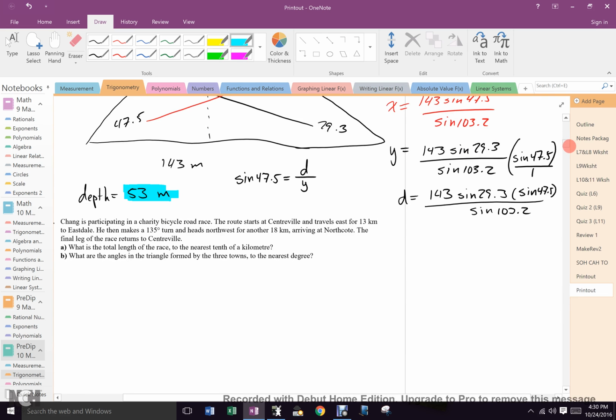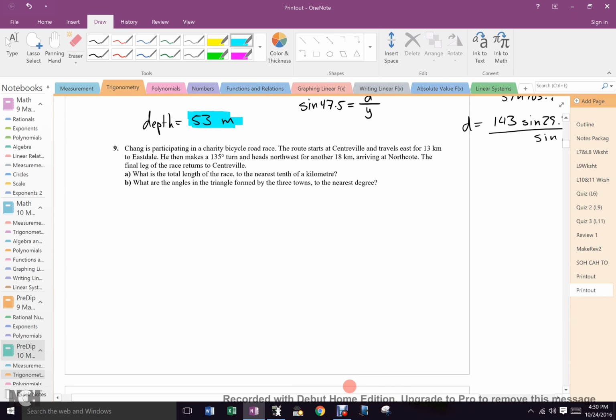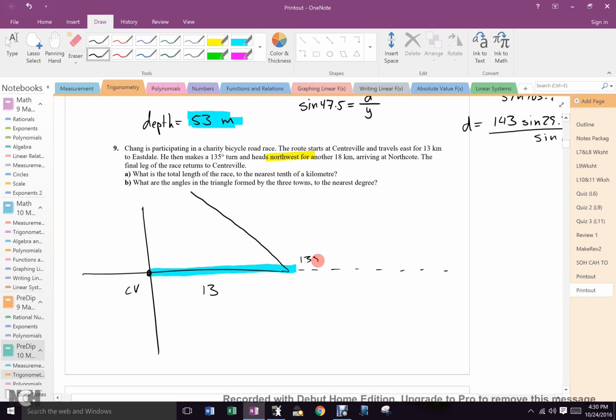And then we go on to the last one, which is my man Chang. He's in a bicycle race. So the bicycle race starts at Centerville. Chang goes east 13K. Now, he turns 135 degrees. Well, that's the road he would have taken, but he's going to turn 135 degrees and head northwest. So he's turning back to go that way. So this is the 135 degrees.